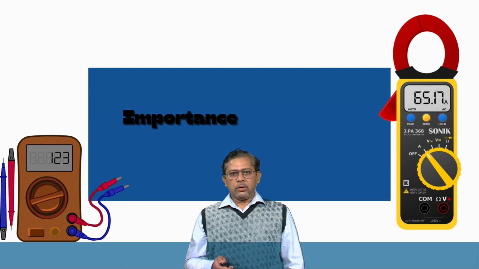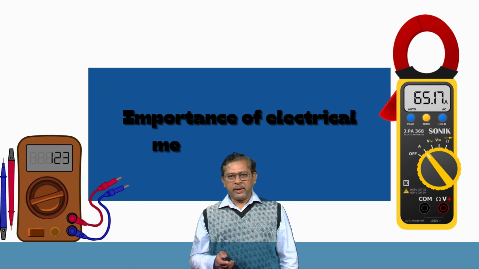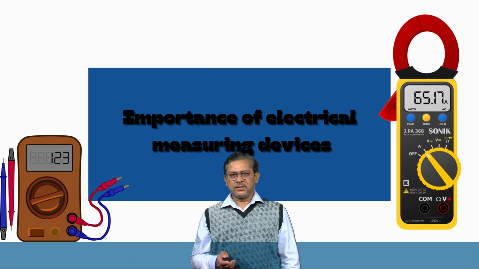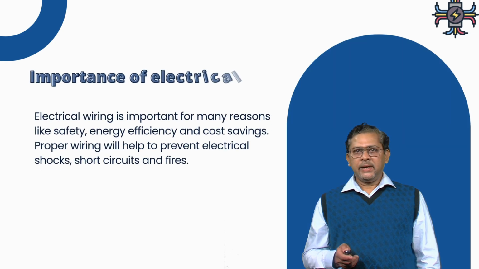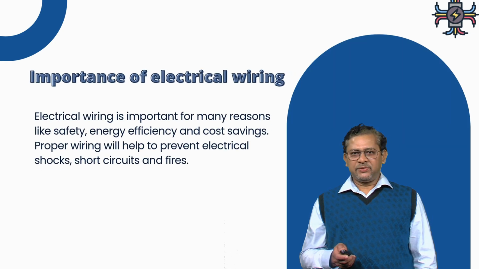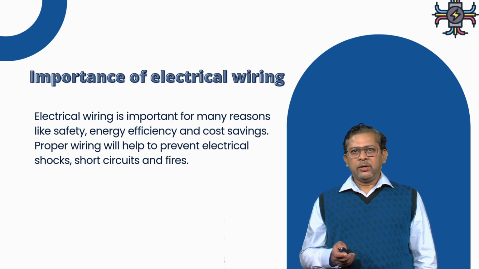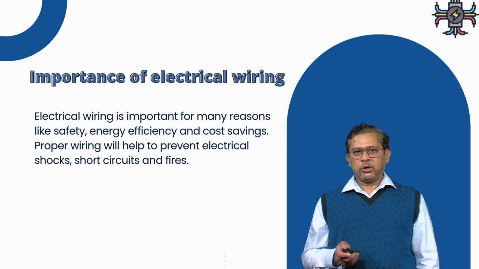Now, coming to the first topic, which is the importance of electrical measuring devices. Electrical wiring is important for many reasons like safety, energy efficiency, and cost savings. Proper wiring will help to prevent electrical shocks, short circuits, and fires.